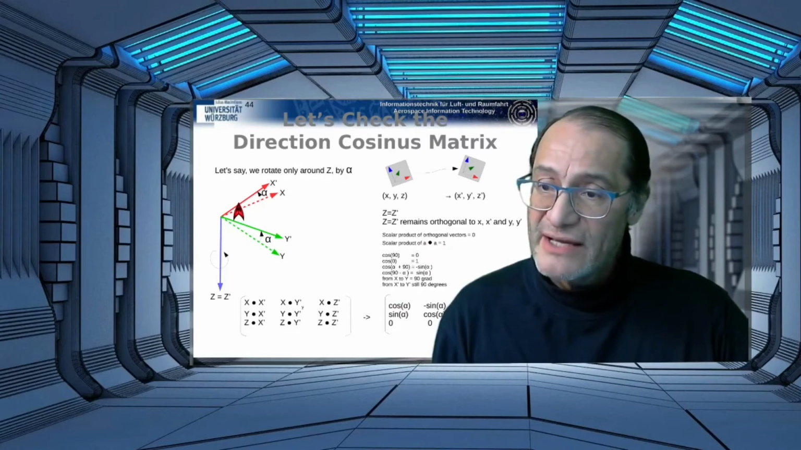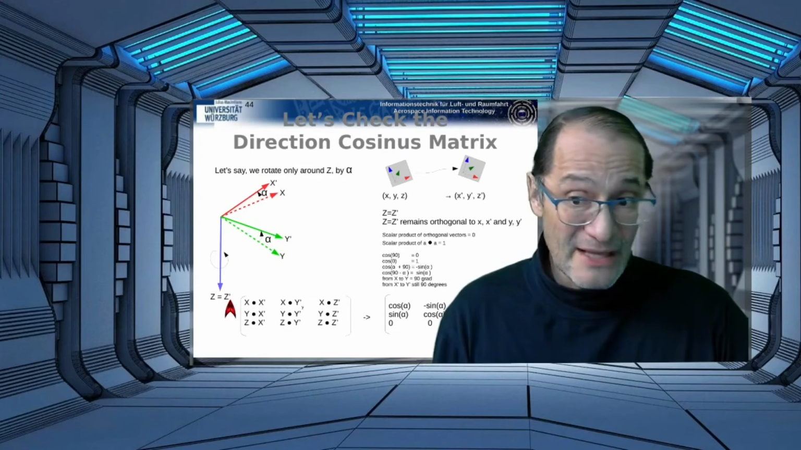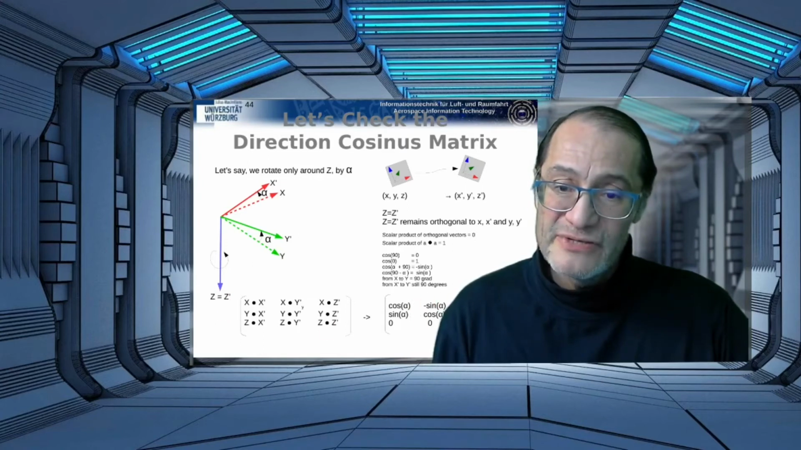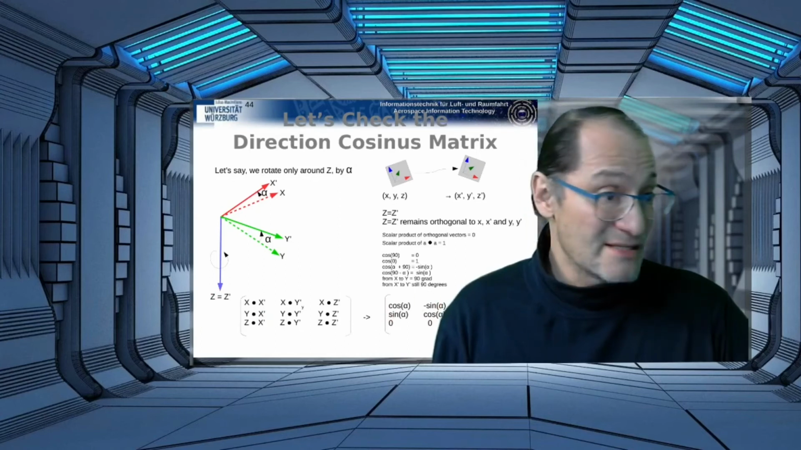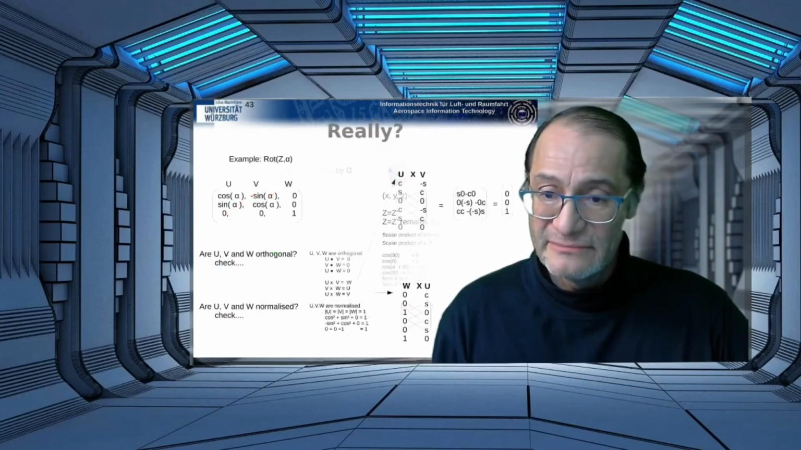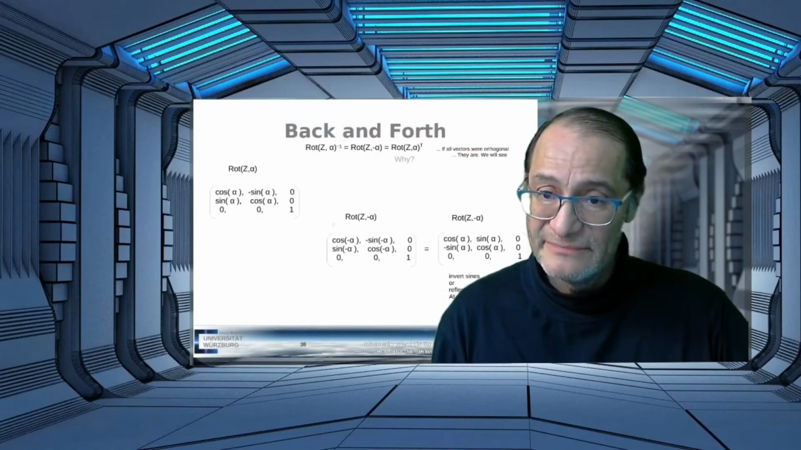So you can check this cosinus matrix, if you are rotating around z, it will produce this matrix. And I hope you remember, this matrix is the rotor of z. Let's go a few slides back.